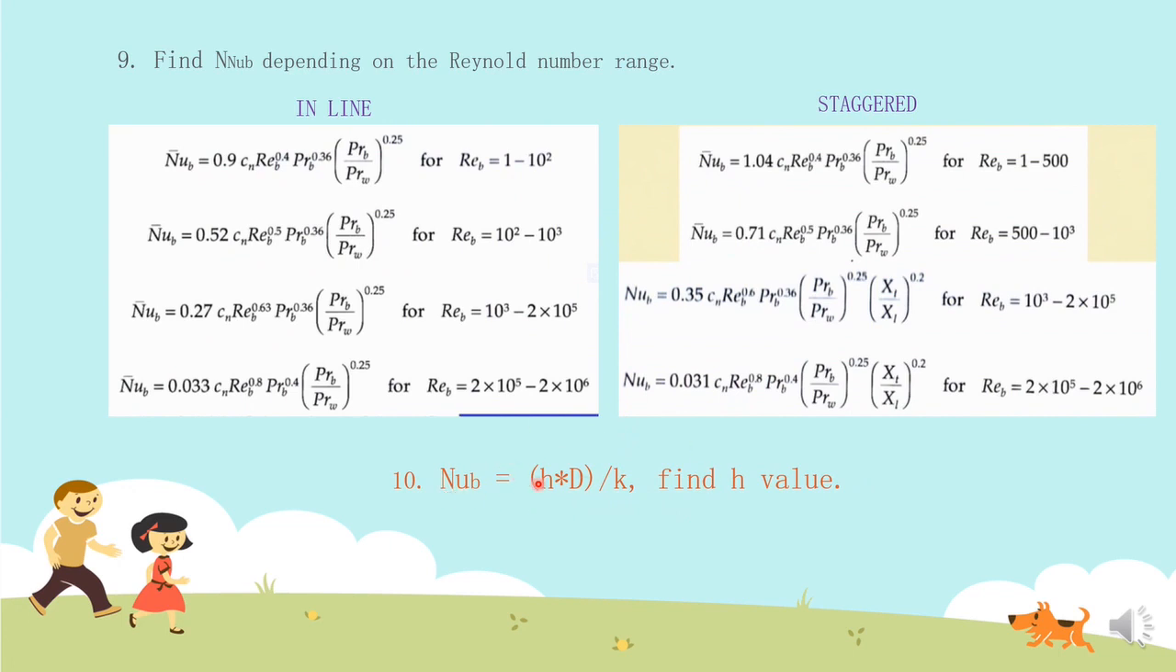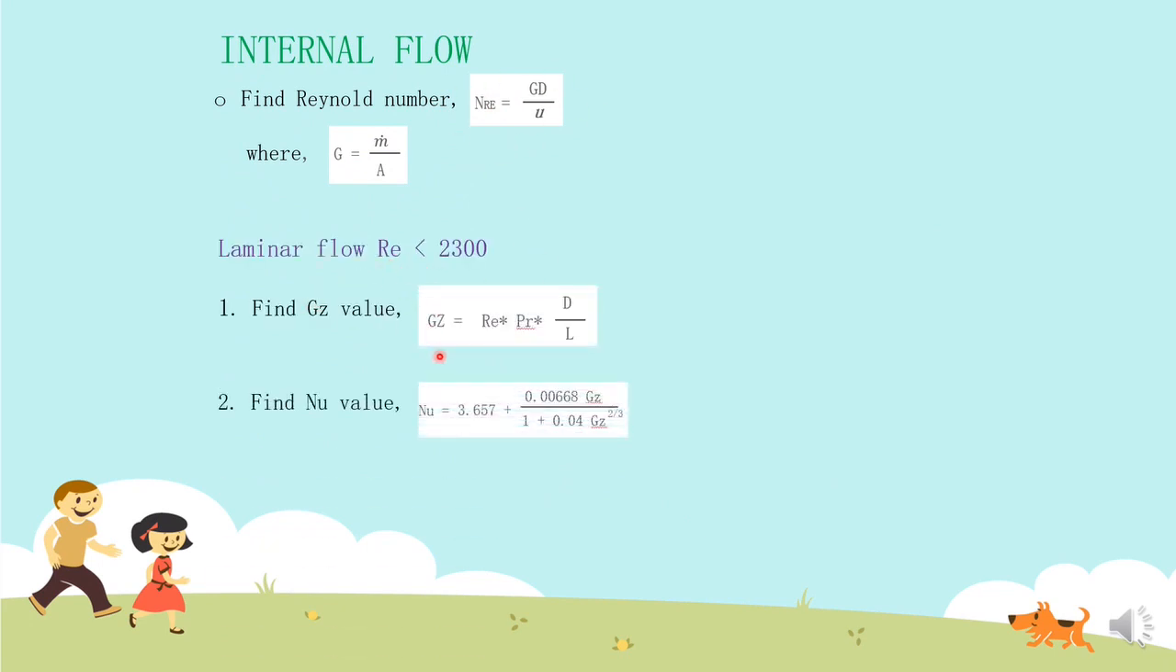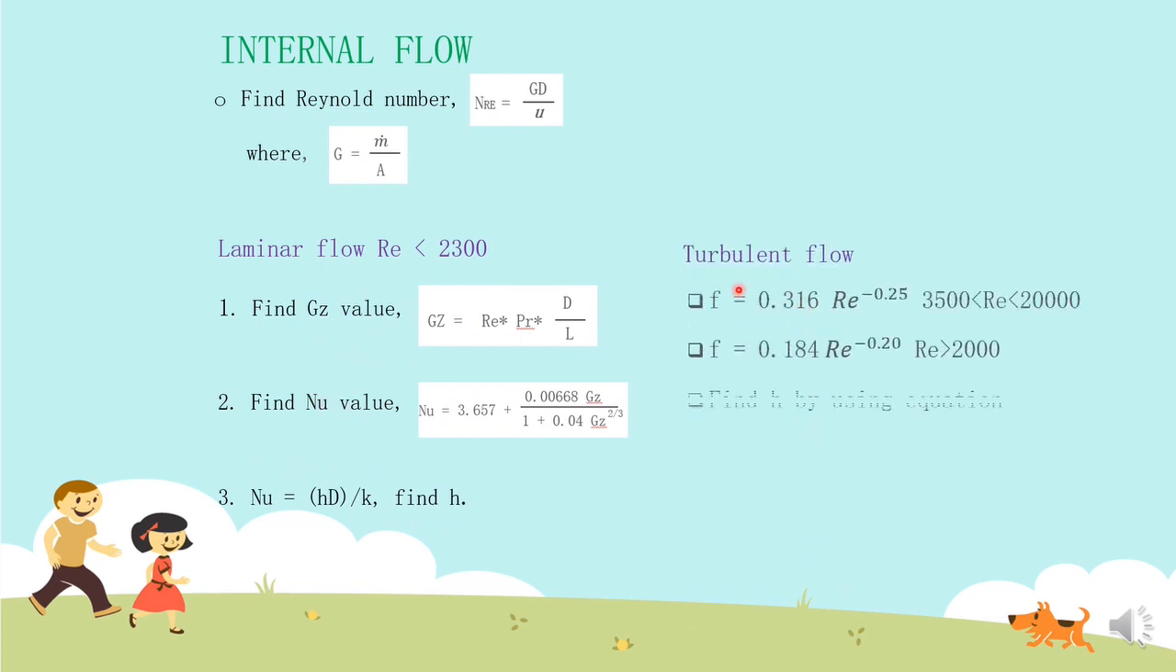After that, we have to find the Nusselt number by using these equations, and lastly, h can be found by using these equations. For internal flow, the Reynolds number can be found by using this equation, and if the flow is laminar, we have to find the Graetz number and the Nusselt value, and if the flow is turbulent, h can be found by using these equations.